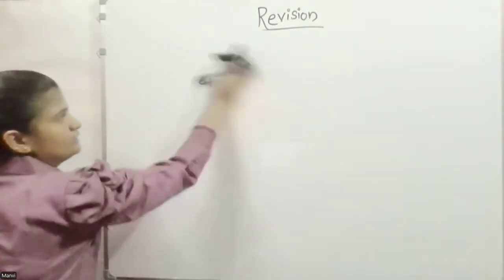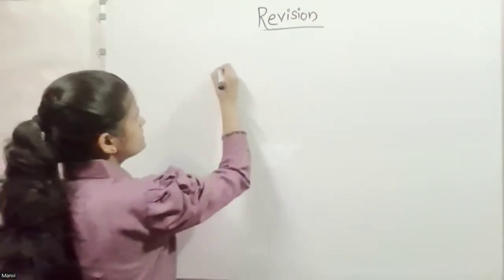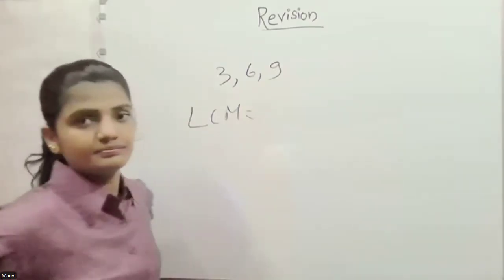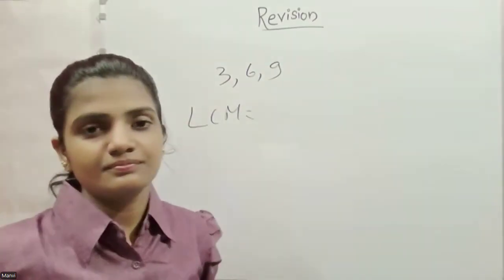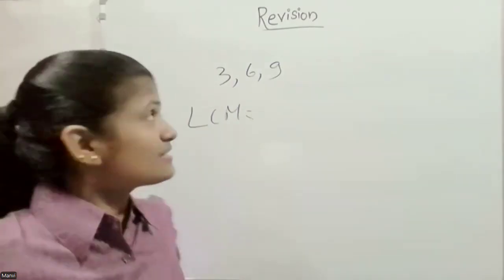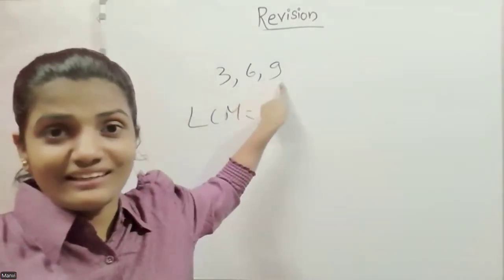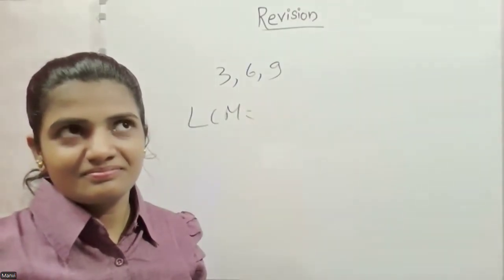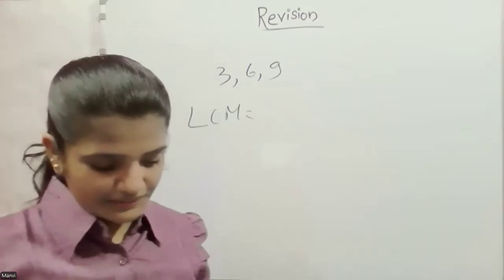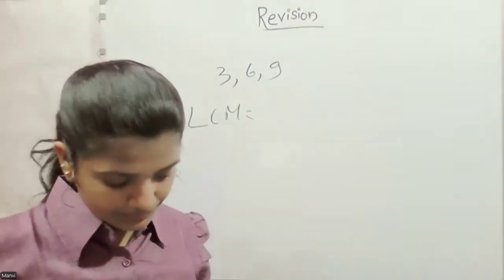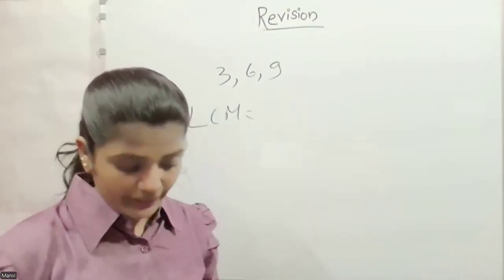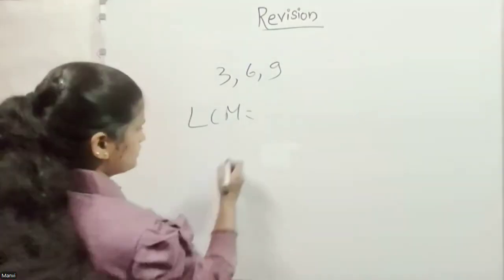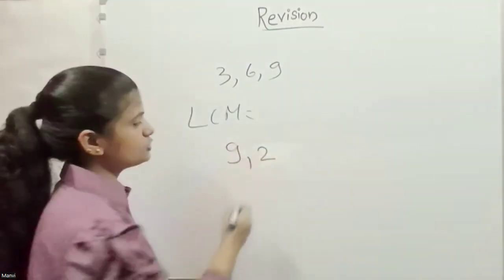Now, tell me the LCM for 3, 6, and 9. 3 is a multiple of 6? 3 is a multiple of 9? Then is it 18? Yeah. Good. So the answer will be 18. Okay, so that's all about multiples, I think. Multiples are easy. One last one: the LCM of 9 and 12.